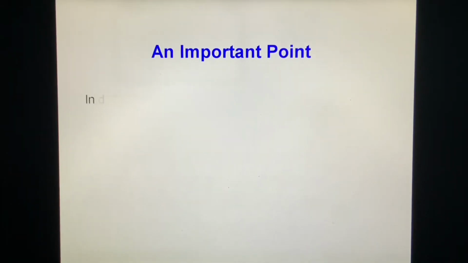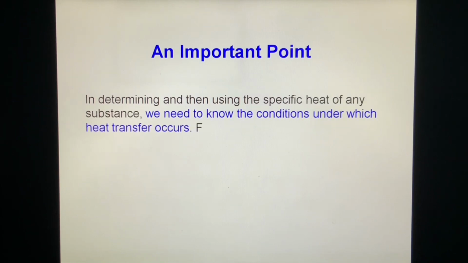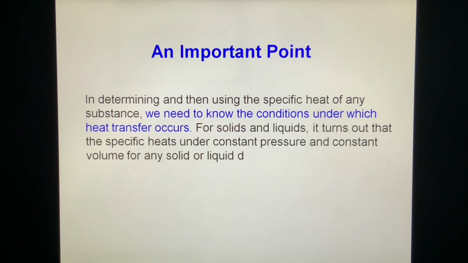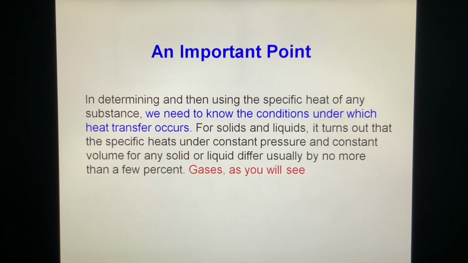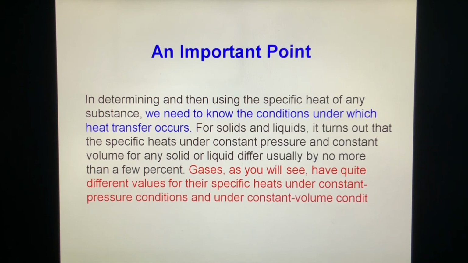An important point. In determining and then using the specific heat of any substance, we need to know the condition under which heat transfer occurs. For solids and liquids, it turns out that specific heat under constant pressure and constant volume differ usually by no more than a few percent. Gases, as you will see, have quite different values for their specific heat under constant pressure and under constant volume.